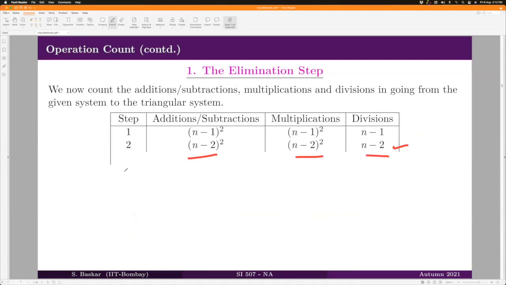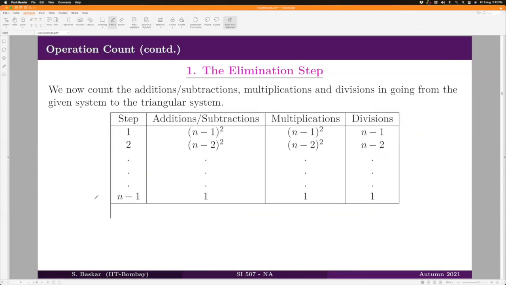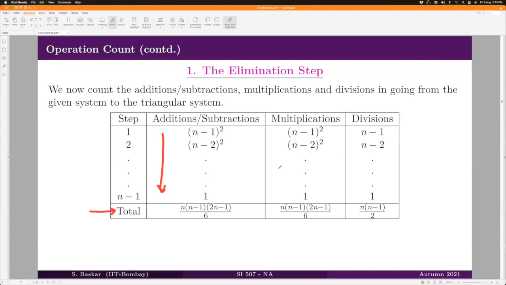Now, how many such steps will we go through? Well, we have to go up to step n minus 1, where you will have just one addition or subtraction, one multiplication, and one division, right? You can check that. And now the elimination step has a number of operations equal to the sum of all these numbers. That is, the total number of operations involved in the elimination step is obtained when you add all this, plus you add all this, plus you add all this.